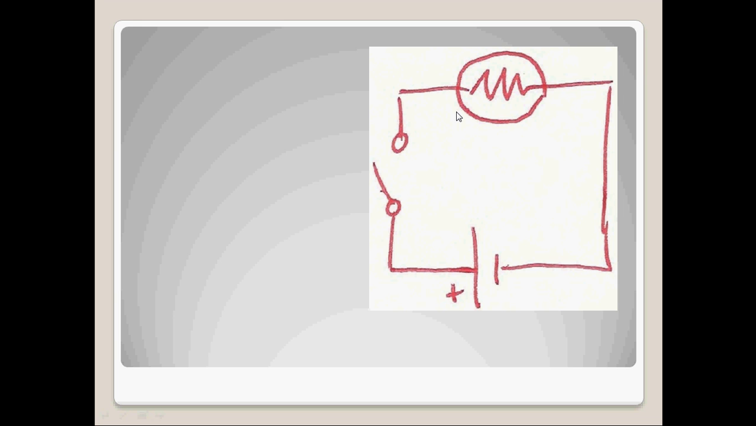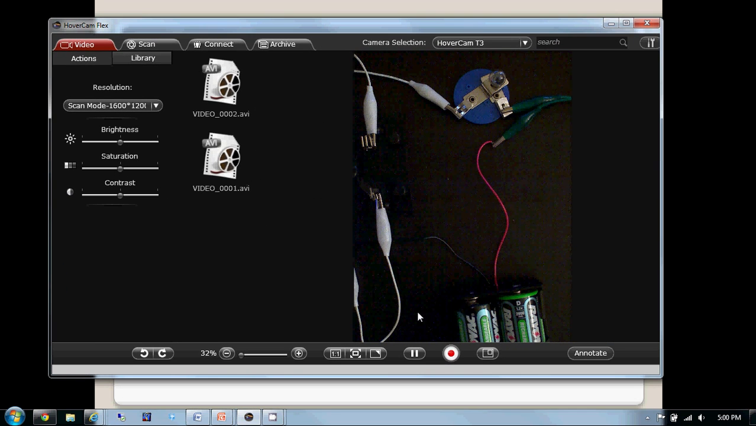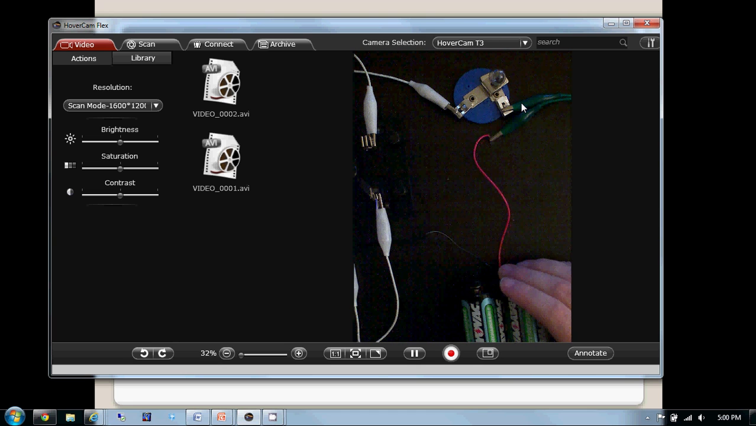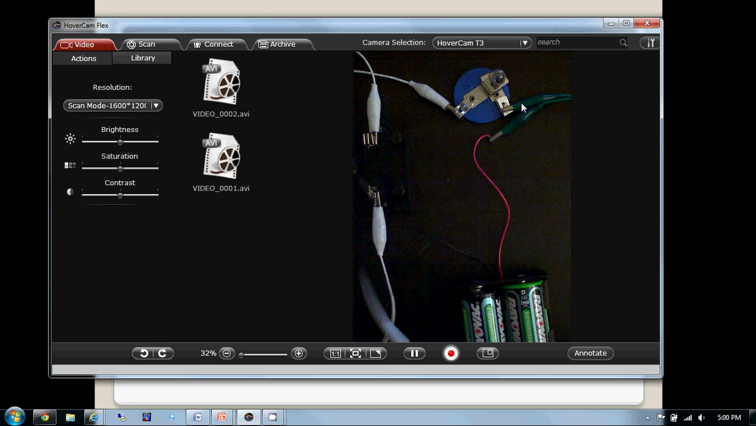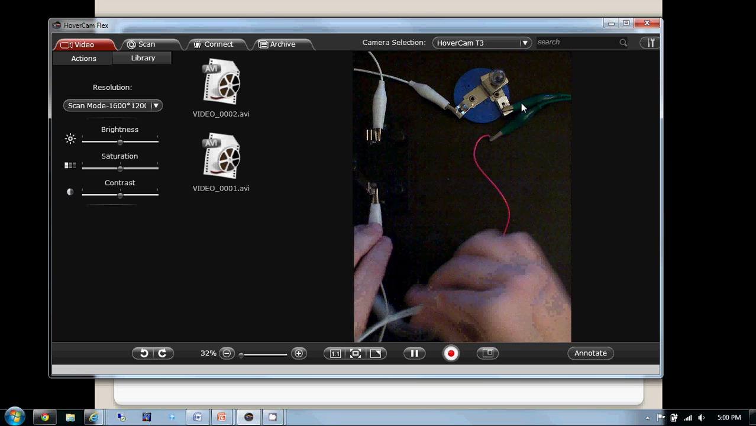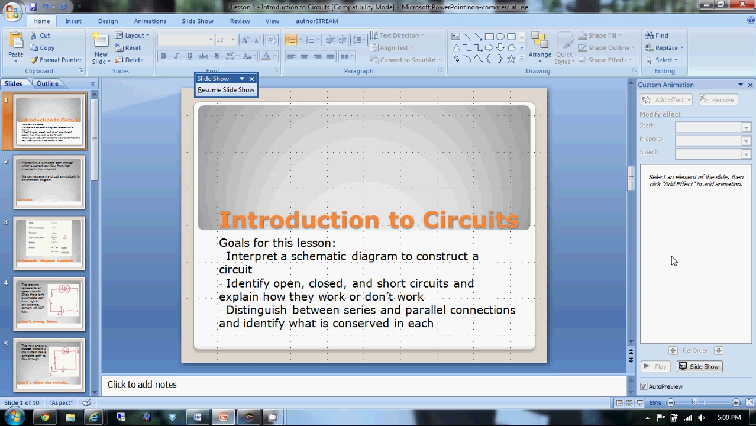Okay, so to see this in real life, it looks like this picture right here. So we've got our battery down here at the bottom, wire goes all the way around and connects to a switch. In this particular case, you notice that the switch is open. So we've got an open switch there.